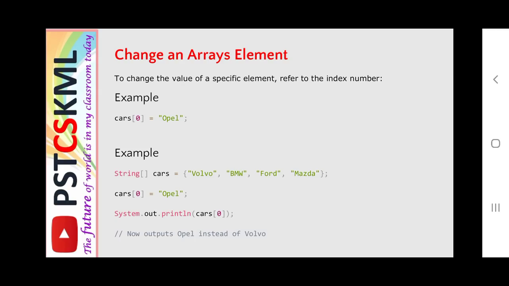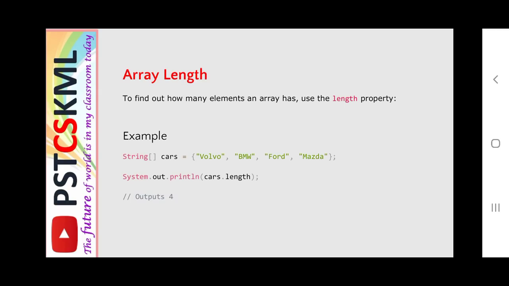Okay, to find out how many elements an array has, use the length property. So you want to know the length of this array, cars. How many values are inside cars? When you count, you know already 1, 2, 3, 4. But if you want to get it as output, you write System.out.println cars.length and you will get the output as 4. So it goes to the cars array, dot length means I will calculate the size of this array. So 1, 2, 3, 4. The length of this array will be 4.